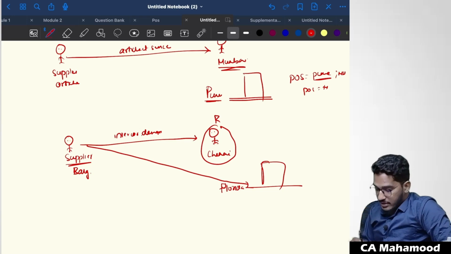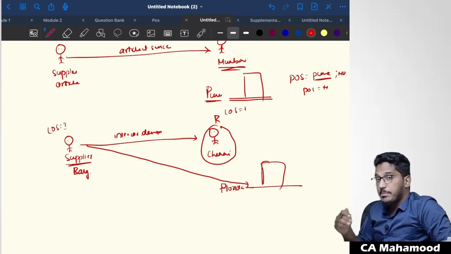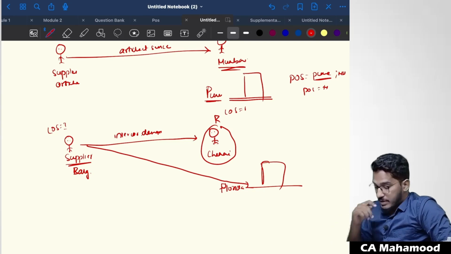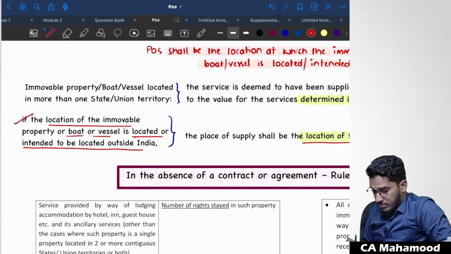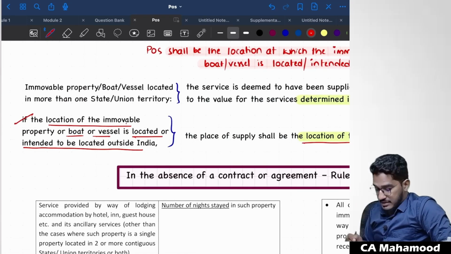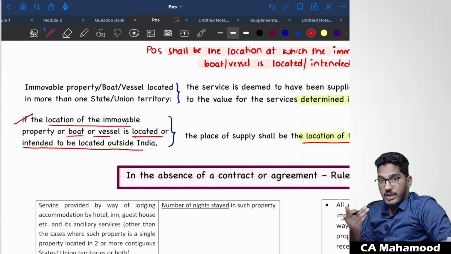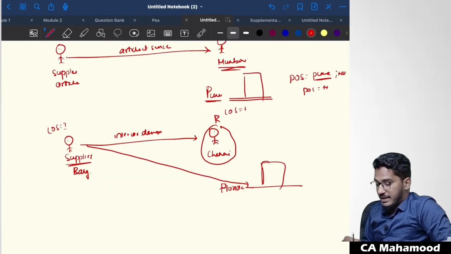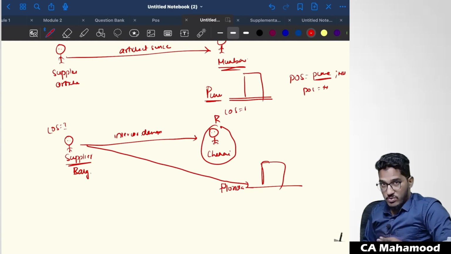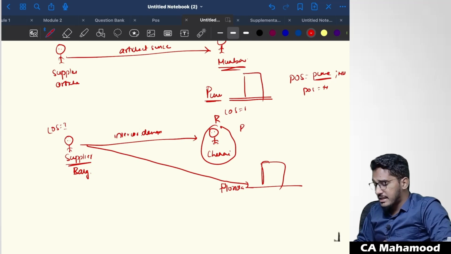Able to understand? So here, the location of the supplier is in India, the location of the recipient is also in India, but the property is located outside India. So what they have specifically told in this case is, if the immobile property or boat or vessel is located or intended to be located outside India, the place of supply shall be the location of the recipient. You will not follow the general rule of the location of the immobile property, since the immobile property is outside India. In this particular case, the place of supply will be the location of the recipient. The recipient is in Chennai, so the place of supply is going to be Chennai.